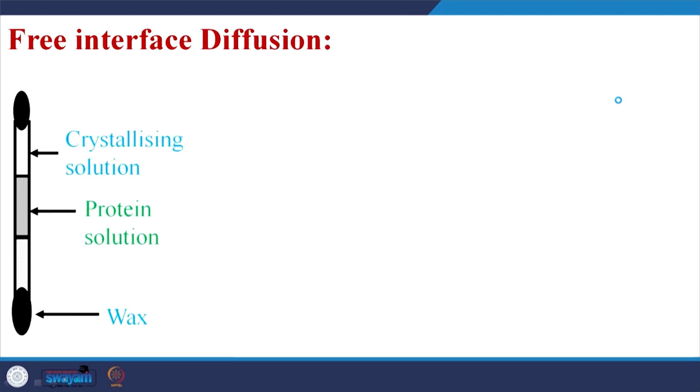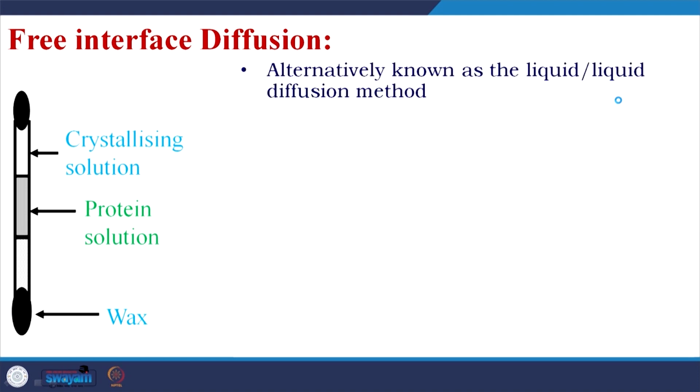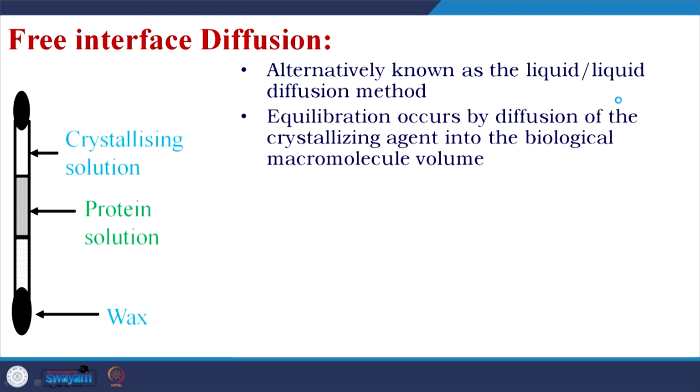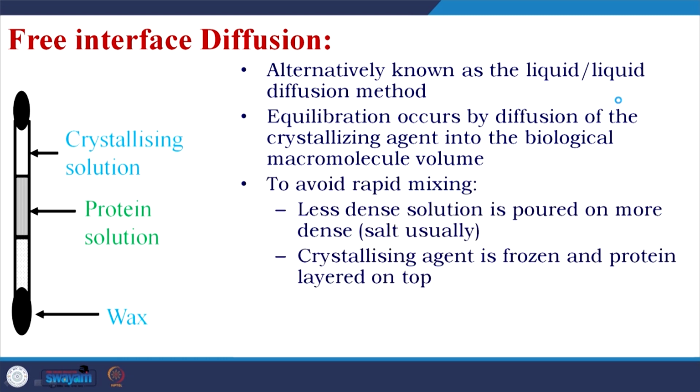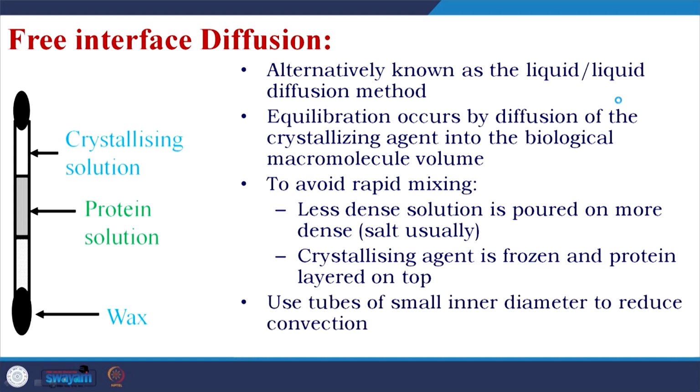Then free interface diffusion, which is alternatively called the liquid-liquid diffusion method. Equilibration occurs by diffusion of the crystallizing agent into the biological macromolecule volume. To avoid rapid mixing, the less dense solution is poured on the more dense. The crystallizing agent is frozen and the protein layered on top. Use tubes of small inner diameter, generally capillary.